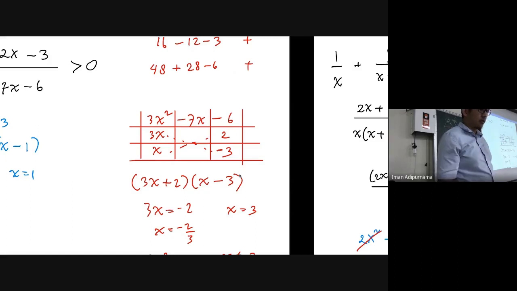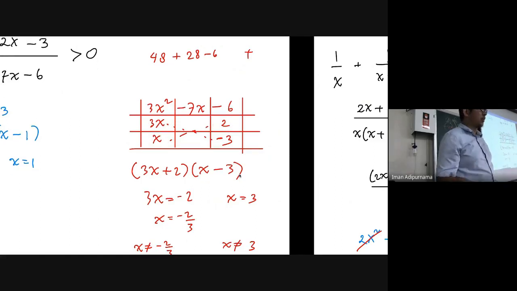Make the table and make sure that when you multiply this part and this part, and you add both of them, it will make -7. And when you multiply 2 and -3, it's -6. Okay, and you get the conclusion: 3x plus 2 and x minus 3. You just treat them as normal quadratic functions. You get the numbers x equals -2/3 and x equals 3.